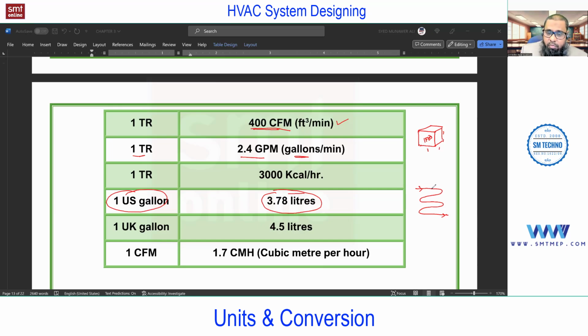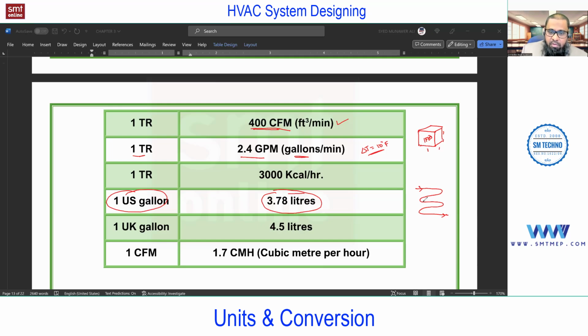So 2.4 gallons per minute is a standard. This may vary. And this 2.4 GPM is based on a delta T of 10 degrees Fahrenheit. Remember this point, we'll use it at the time of chilled water pipe sizing, based on this delta T of 10. What is delta T? Forget about this at this level, I'm just giving the clue. Based on this delta T of 10, we consider 2.4 GPM as a standard to get 1 ton of cooling from this cooling coil. Just remember at this level. The details we'll discuss in chilled water pipe sizing.